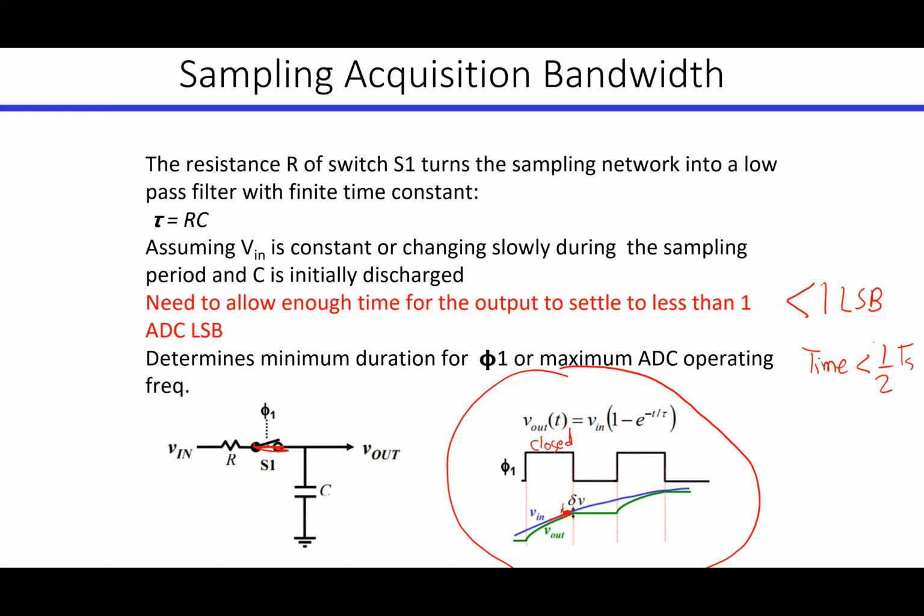Again, why did I select half TS? I selected half TS because this is the entire time when the switch is closed. So while the switch is closed, I want V output to reach the value of the V input. If it happens after that, then I'm not capturing the right value of the Vn. That's something not good. Now, why do I want it to be less than 1 LSB? So that I am more accurate. If it is off by more than 1 LSB, this means I am going to have a different code for my output digital signal, and that's something incorrect.